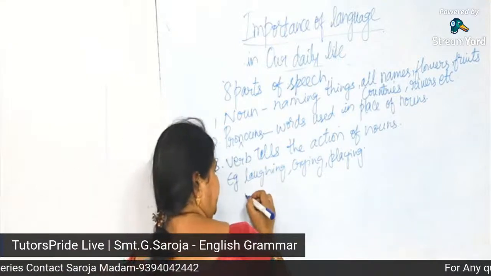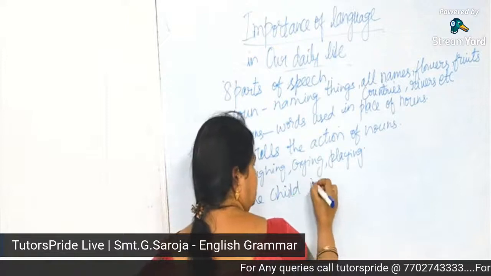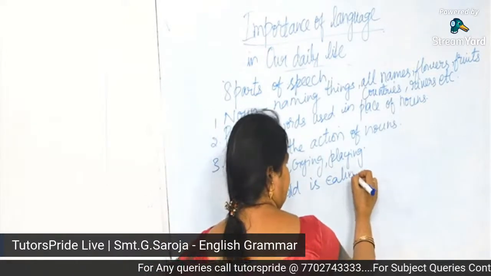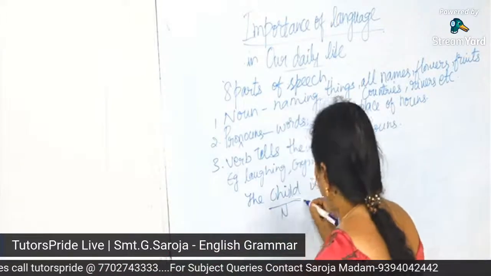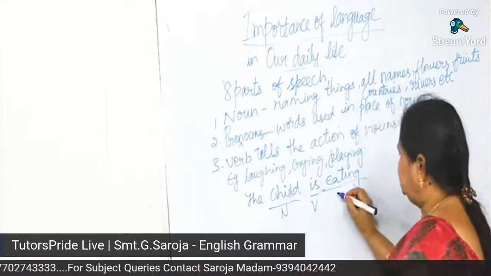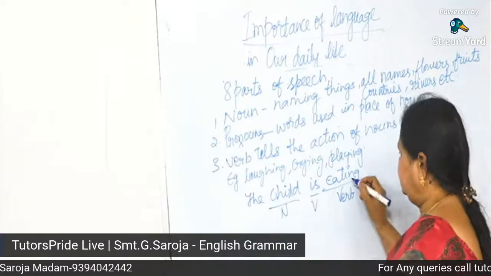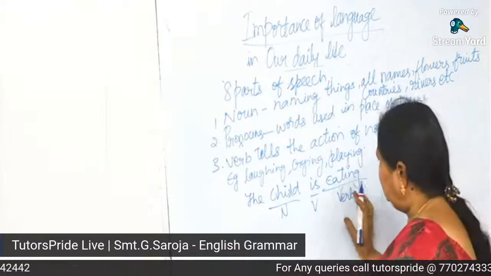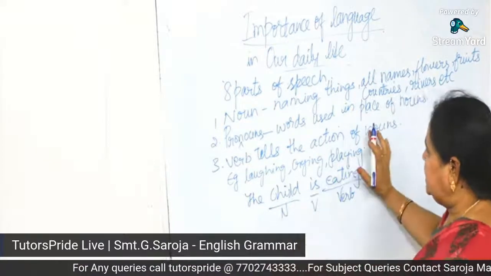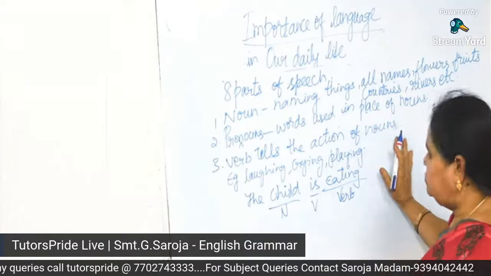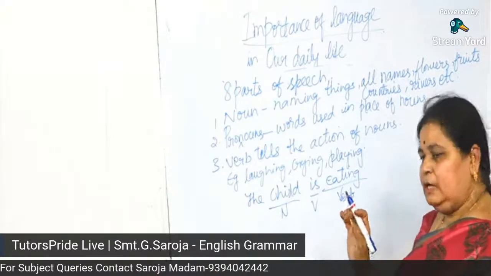The child is eating. Now what is it? Child is a noun. Eating is a verb, an action verb. So this is telling the importance of the child. This tells the actions of nouns, pronouns, whatever are there in the sentence. It tells the importance of the nouns.